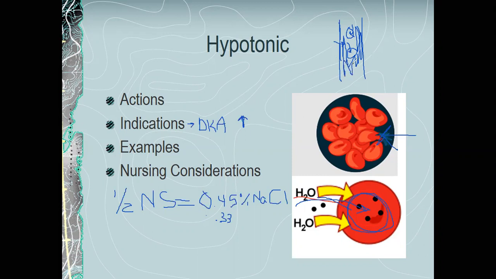This intravascular volume wants to be increased then, but it's going to be decreased if all that fluid's going into the red blood cells. So that's going to be the thing that we're going to be monitoring for, is that fluid volume deficit. And typically hypotonic solutions are not used long-term. They're used short-term to treat whatever has led to the intracellular dehydration.